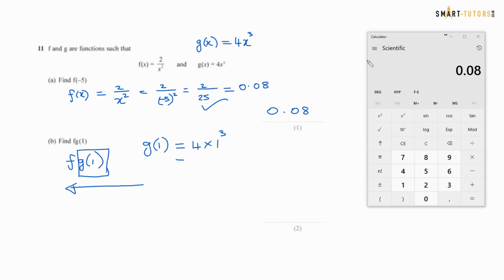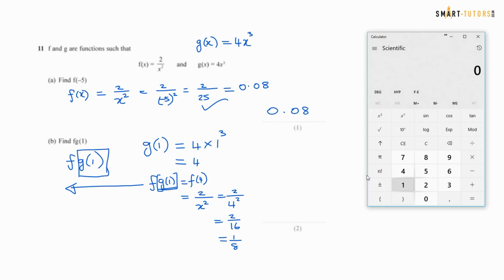g(1) is 4 times 1 cubed. 1 cubed is not 3; 1 times 1 times 1 is 1. 4 times 1 is 4. So g(1) is 4. Then what you want to do is f of g(1), which is f of 4. So we found g(1), which is 4. Substitute that into f: f(x) is 2 over x squared, so instead of x you put 2 over 4 squared, which is 2 over 16, which is 1 over 8. You can still leave it as 1 upon 8.